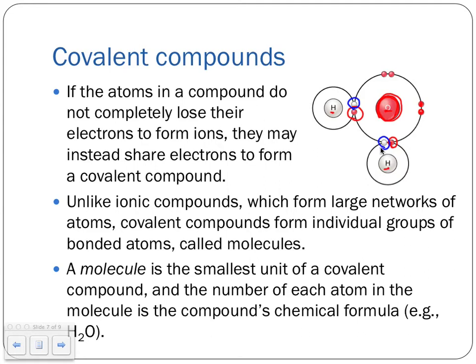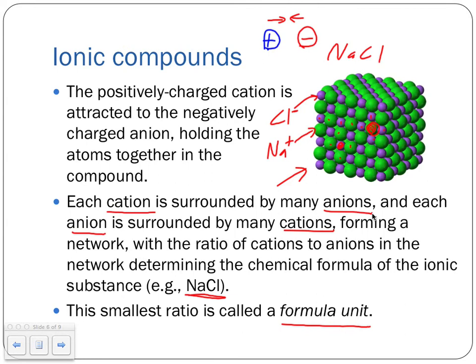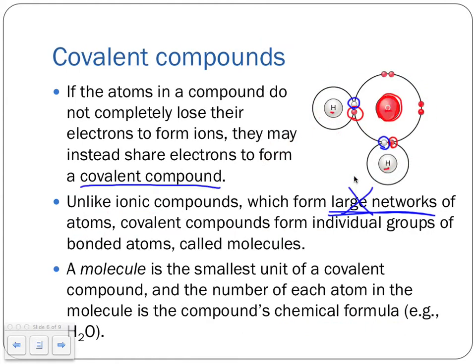So they don't form ions. Instead, the atoms simply share their electrons. And so when that happens, what you've got is a covalent compound. Okay? Covalent compounds don't form the large networks like you see with ionic compounds, like we saw previously, where you can see all of the different ones all joined together, where they're surrounded by multiple ones. Instead, in covalent compounds, they form individual groups of bonded atoms, which are called molecules.